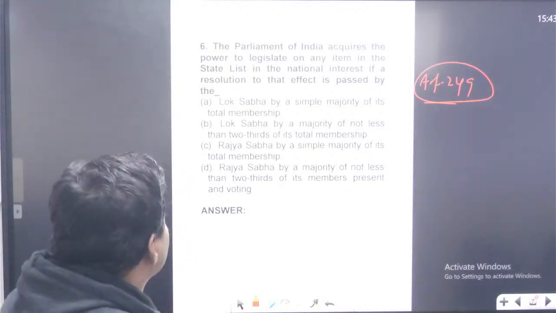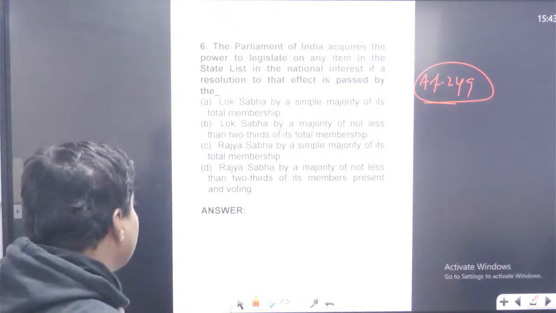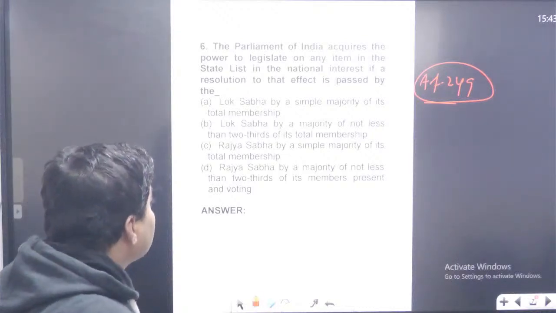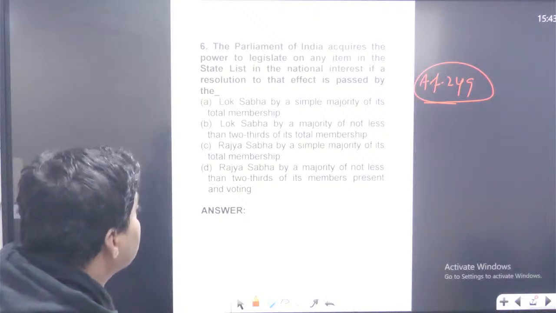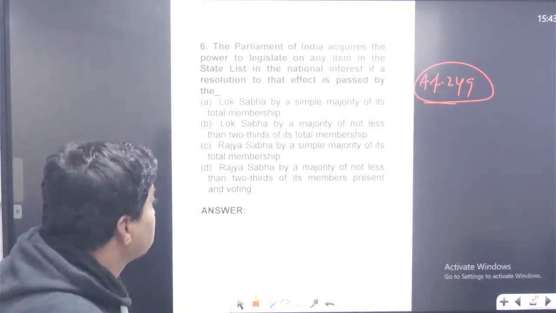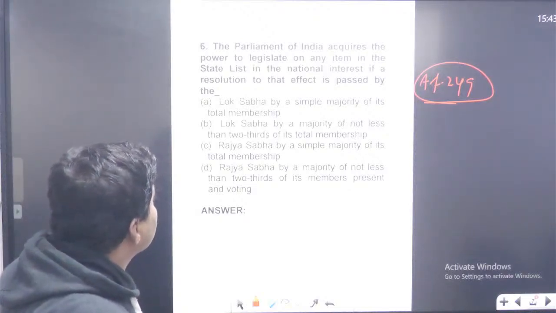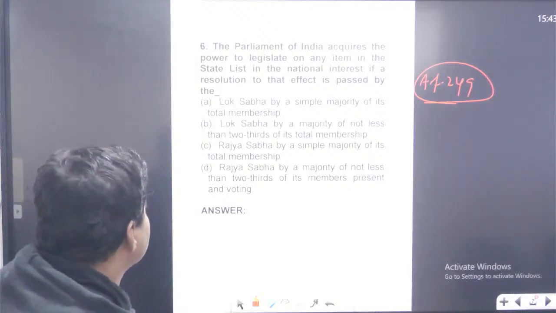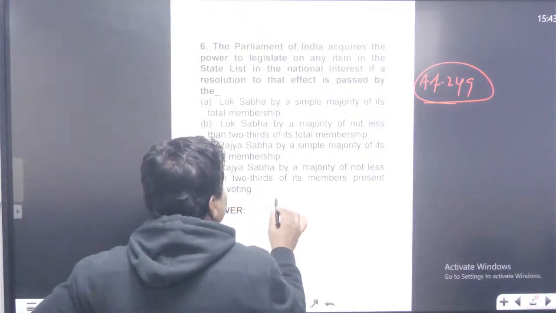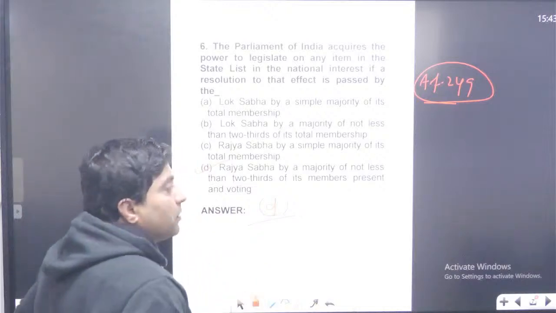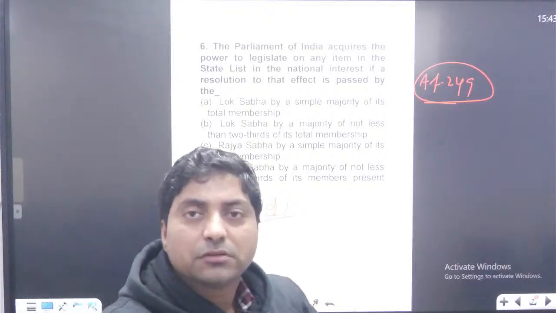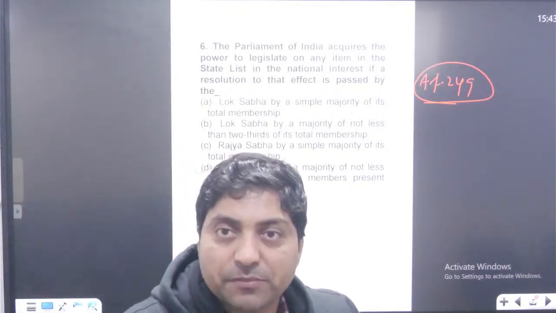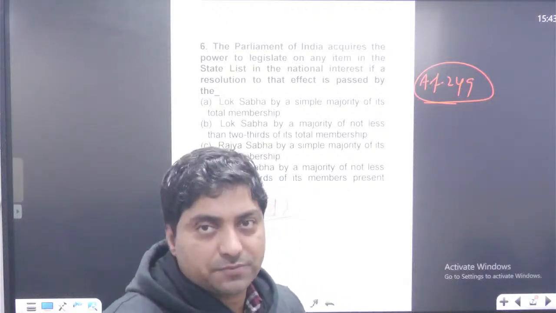So here it is the Rajya Sabha, and the majority is not less than 2/3 of its members present and voting. Right? So it's a special majority. The Rajya Sabha needs a special majority to pass such a resolution, not just a simple majority.